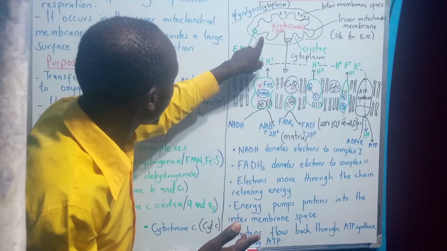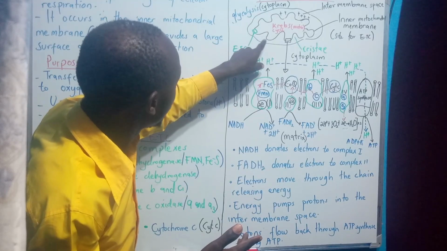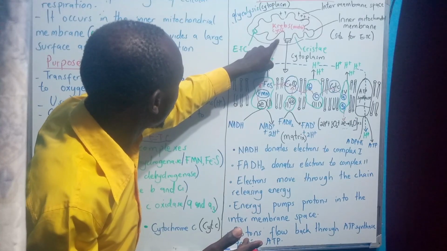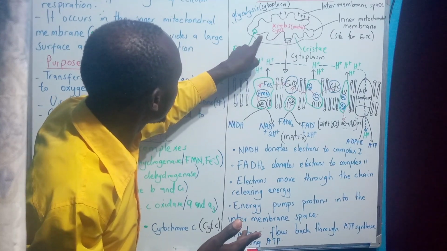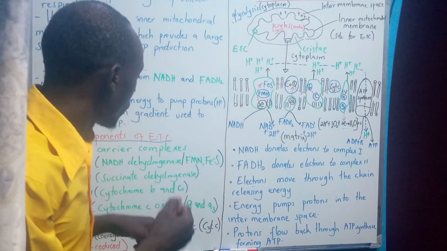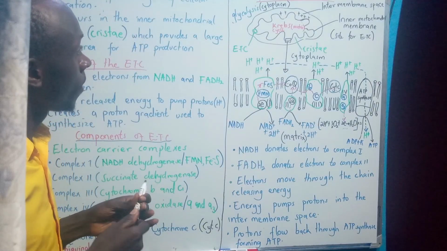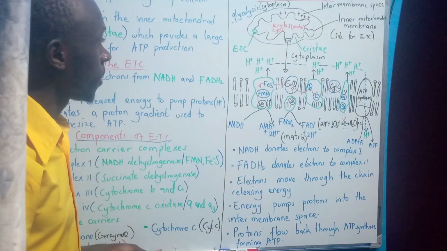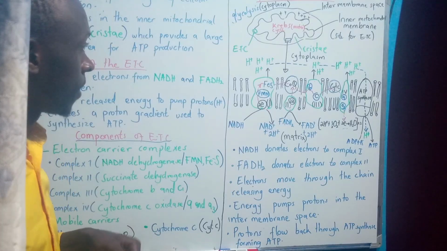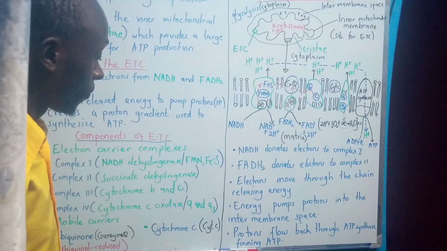So inside the inner mitochondrial membrane, we have two membranes, the outer and then the inner. The inner mitochondrial membrane is where the real electron transport system takes place, and that marks the end of respiration.